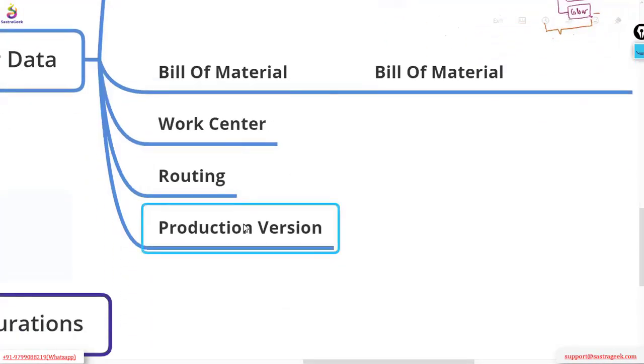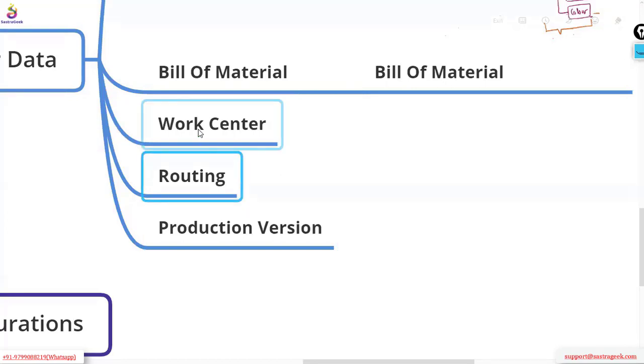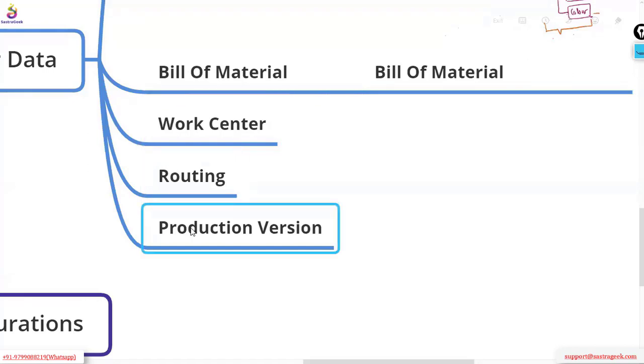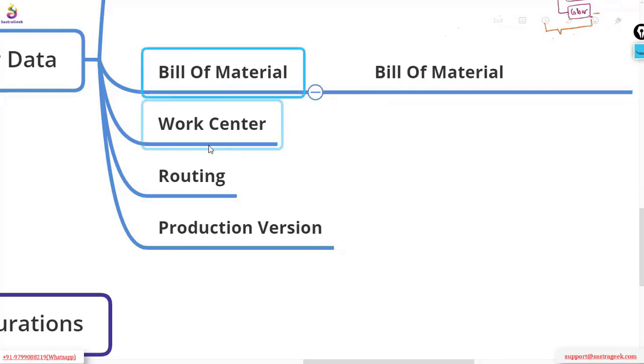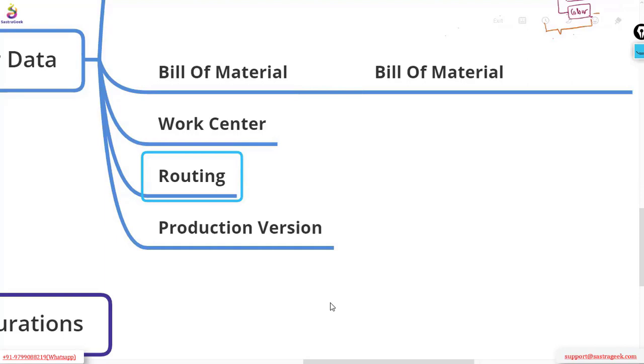What is a production version? A production version is a combination of your routing and bill of material. The work center is used inside the routing, and the routing and bill of material together create a production version. So you assign a production version to a material, and based on that you identify which bill of material and which routing need to be used. We'll discuss more in the master data chapter.